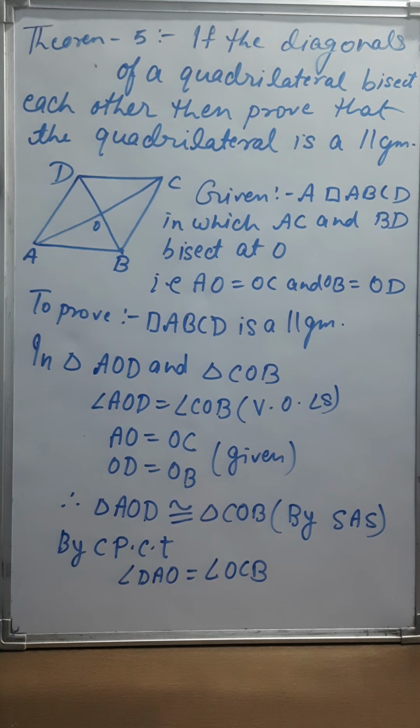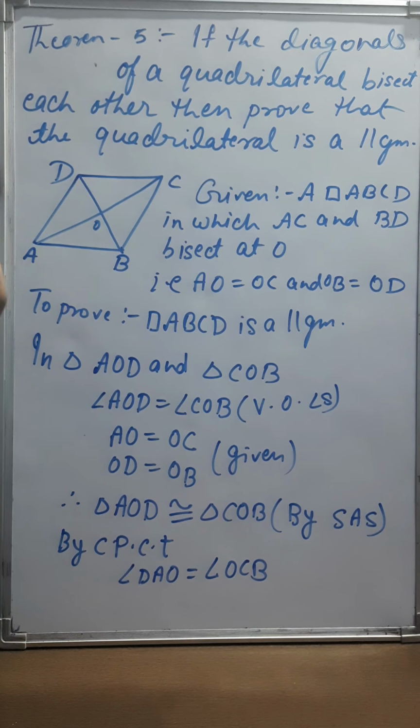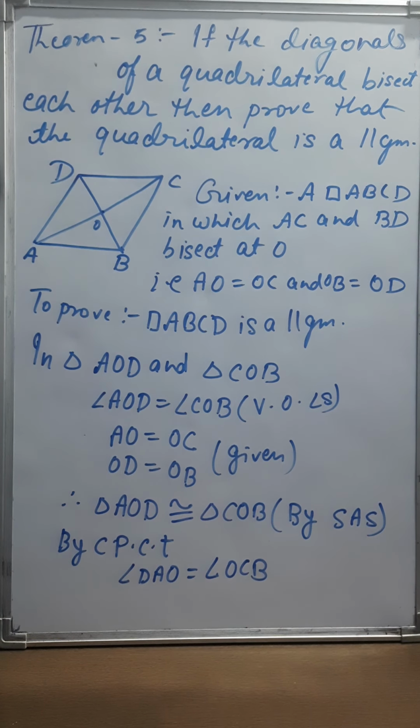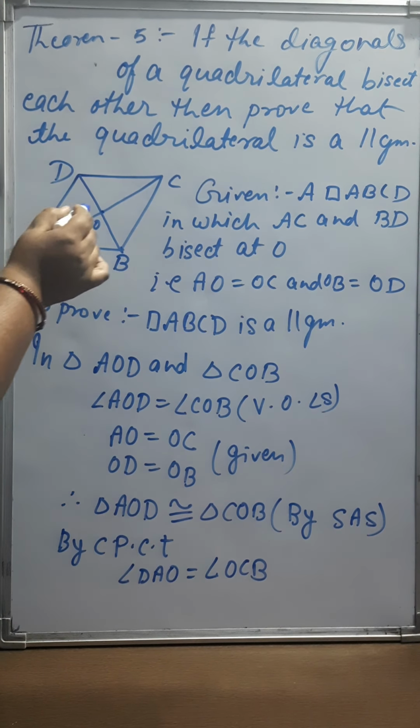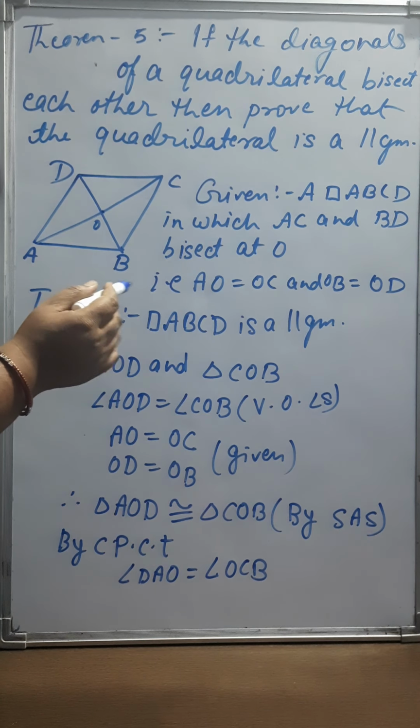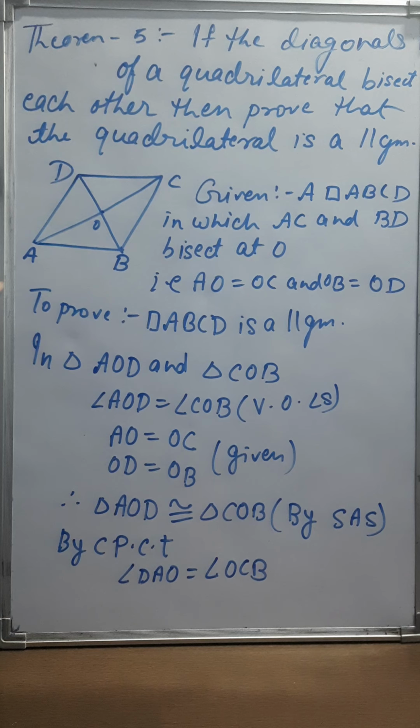Theorem 5 says, if the diagonals of a quadrilateral bisect each other, then we have to prove that the quadrilateral is a parallelogram. You can see here I have taken a quadrilateral ABCD in which diagonals AC and BD are bisecting each other at O. This means AO is equal to OC and OB is equal to OD. We have to prove that ABCD is a parallelogram. For proving ABCD is a parallelogram, we have to prove that opposite sides are parallel.